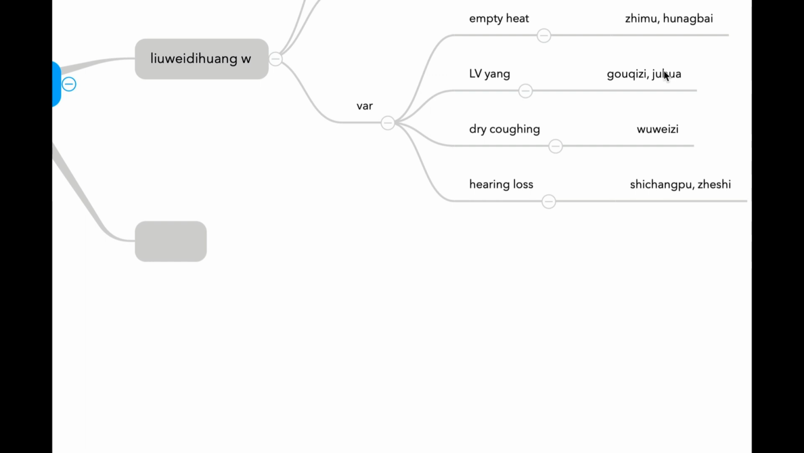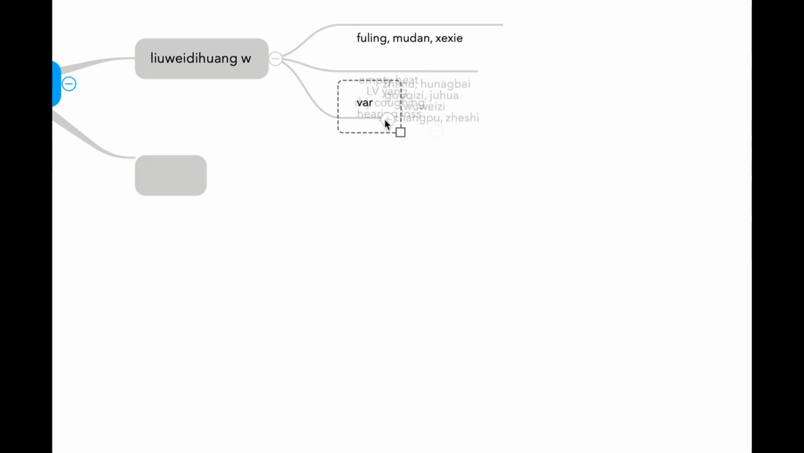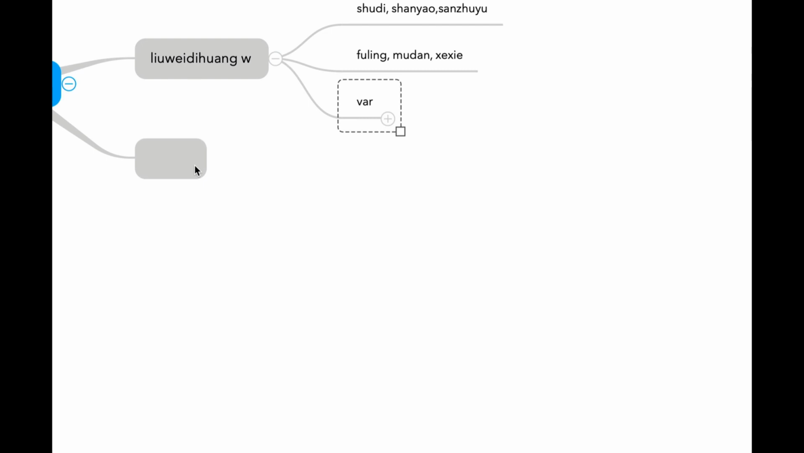Besides this, before the examination, make sure to review the Bansky book for modifications of Liu Wei Diwan, because Liu Wei Diwan modification is the most commonly shown question in the board examination. So these are the variations. Another variation from Liu Wei Diwan is related to the kidney.